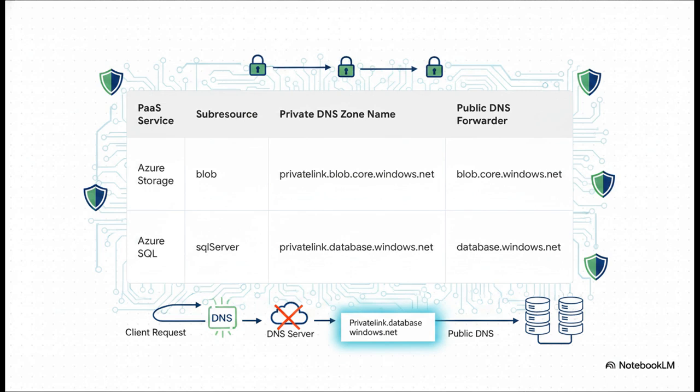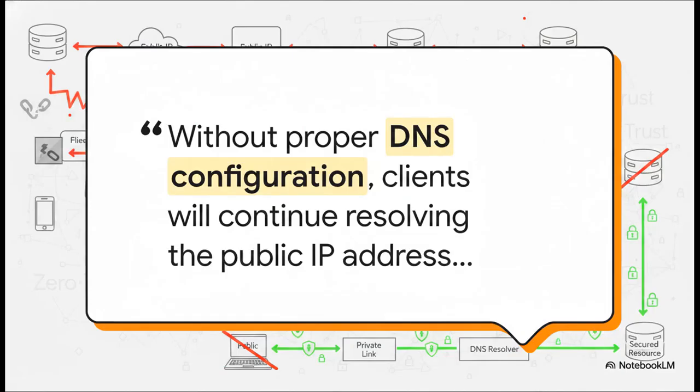Using these exact naming conventions is crucial because it ensures seamless resolution without breaking your existing application URLs. I really want to emphasize the severity of this risk. Without proper DNS configuration, clients will continue resolving the public IP address and bypass the private link entirely.